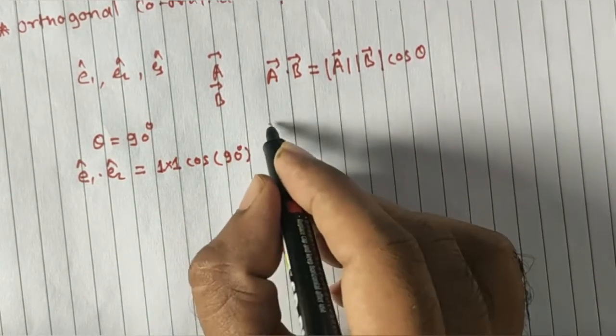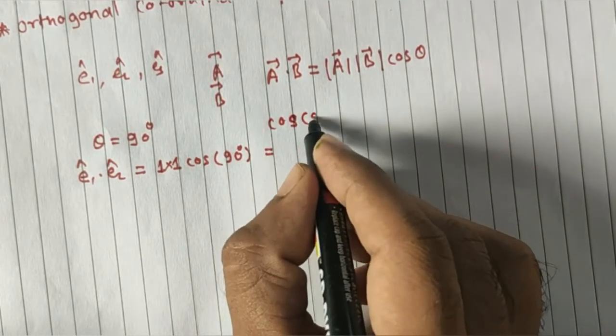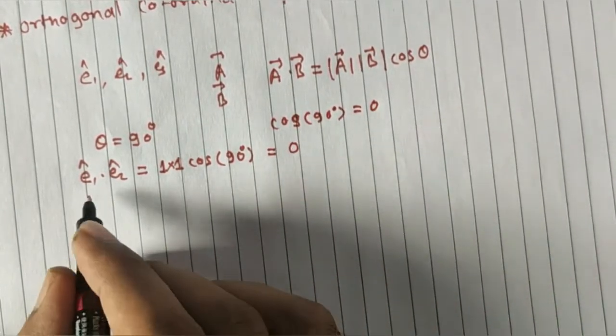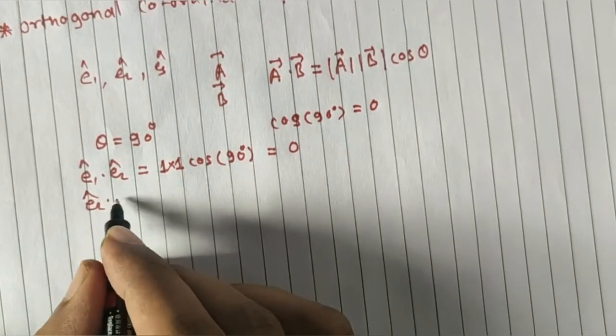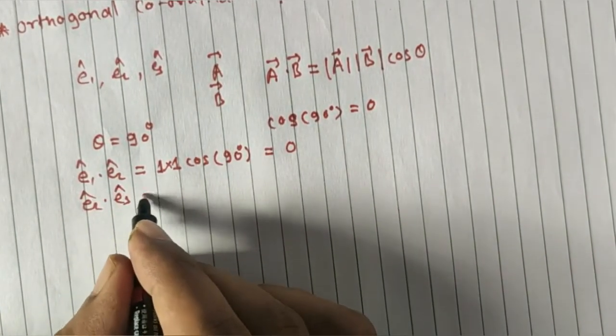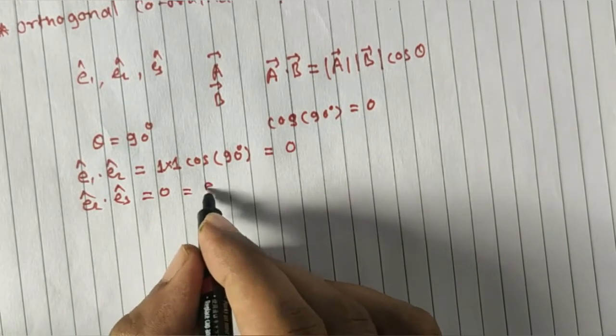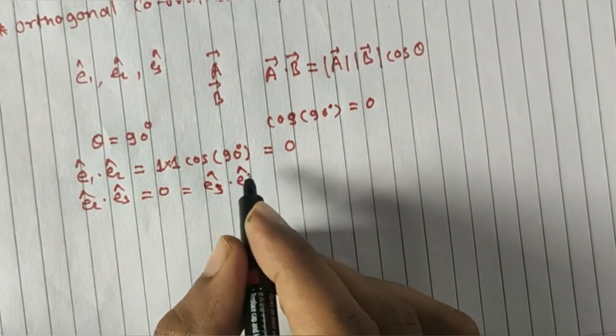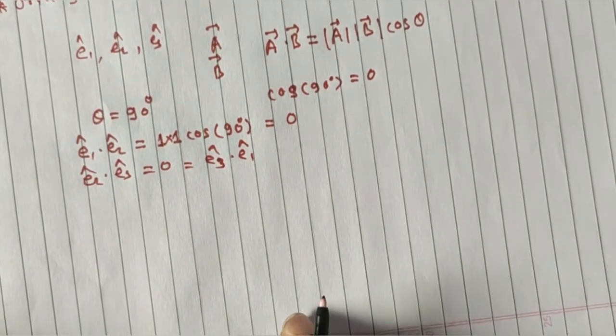So as you know, cos of 90 is 0, so this will be 0. Similarly, you can write e2 cap dot e3 cap is 0, and e3 cap dot e1 cap is also 0.